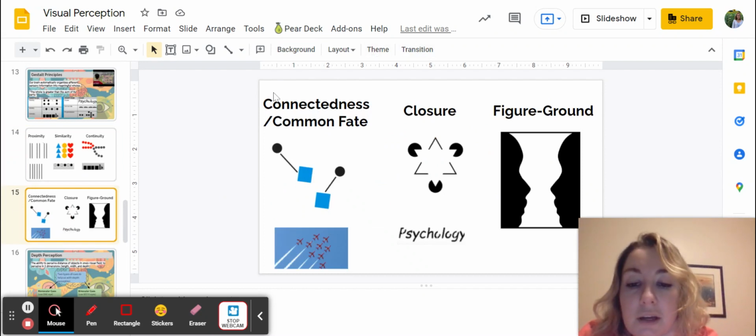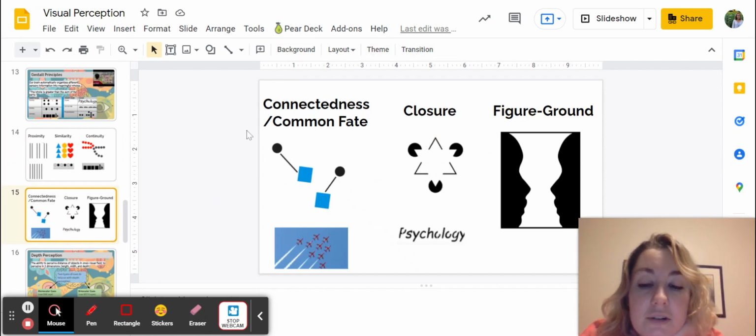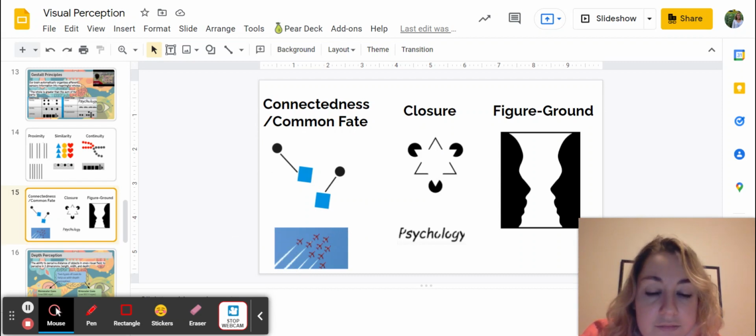Okay. Another one is called connectedness or common fate, which is kind of we follow things going in the same direction. We're going to connect them and put them together.